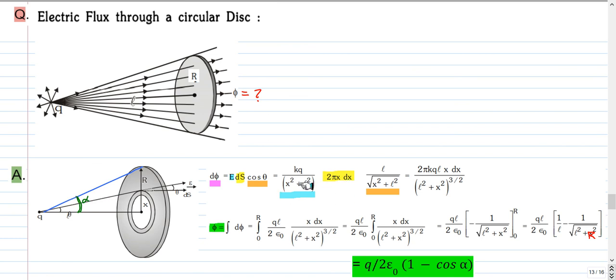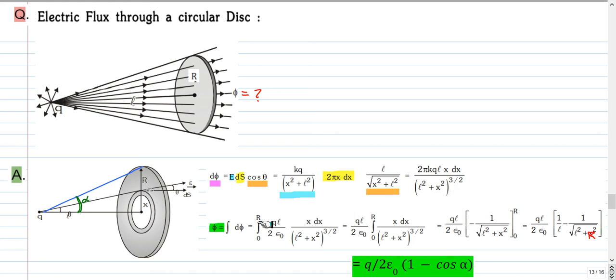So the electric field at this ring location is kq by x square plus L square, and the elemental area is the area of the ring, 2 pi x dx, and cos theta is L, which is the adjacent side, divided by the hypotenuse, which is square root of x square plus L square. So this is the flux that is coming out of this ring.